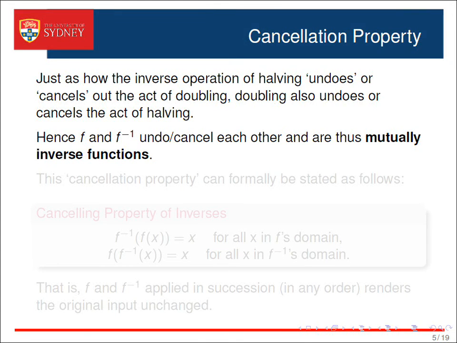It's important to note that just as how halving cancels out doubling, doubling will of course also cancel out halving. Therefore, it doesn't matter if you double a number and then halve it, or if you halve first and then double, you'll always end up with the same number. Hence, we say that f and f inverse are mutually inverse functions, and that they cancel each other out in any order.